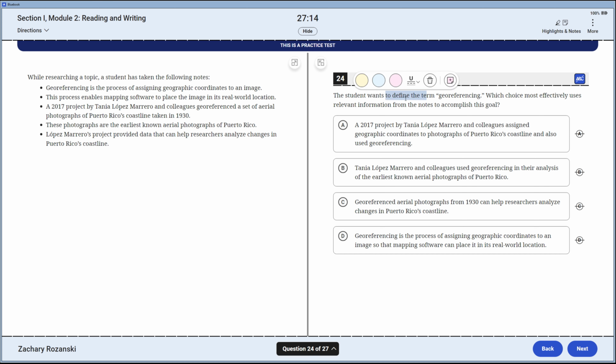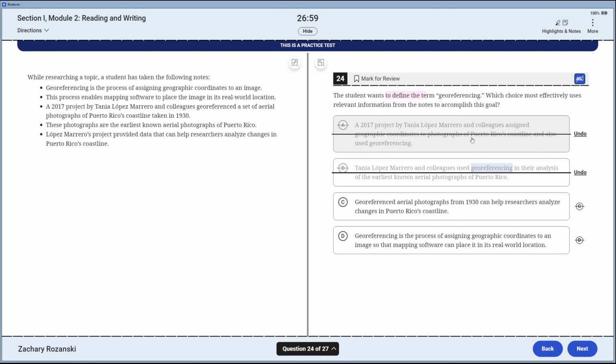I want to define a term here. I want a definition for georeferencing. "And colleagues assign geographic also use this thing." This seems to be like a way to use it, not a definition for the term. This is for the same reason why A is wrong. It doesn't seem to be offering much. "Georeferenced aerial photographs can help research." This is what you can use georeferencing for, but it doesn't give a definition.